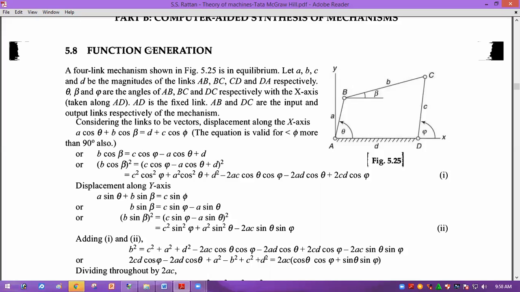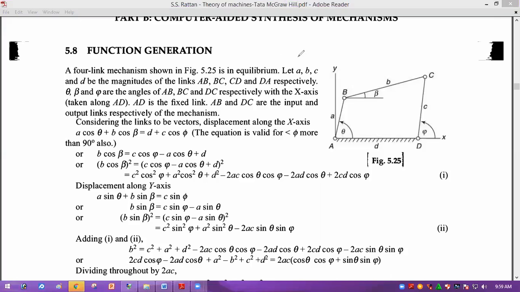Next is path generation, in which we decide in which manner each link should move, whether it is a straight line or a circular path. The third one is motion generation. After deciding the function and the path along which the links have to move, motion generation decides how each link should move from one position to another position. That is motion generation. The first one is function generation.